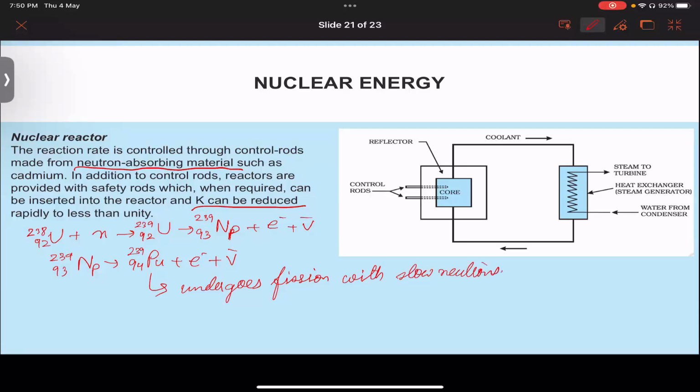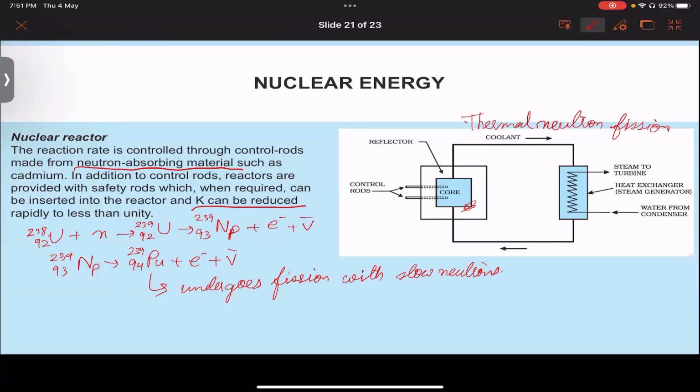Now you can see that this is the schematic of the nuclear reactor. This is where thermal neutron fission takes place. The core of the reactor is the site of the nuclear material, the nuclear fission material, and it contains the fuel elements in the proper form.